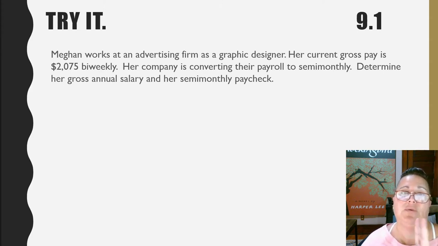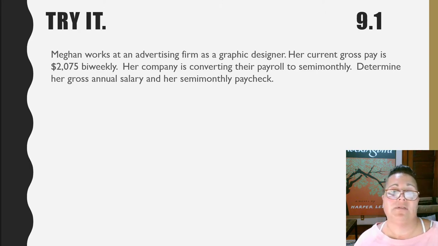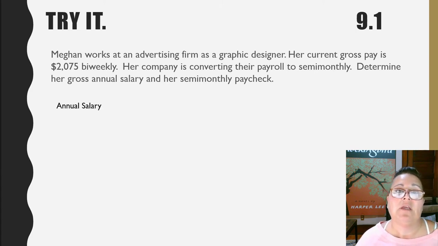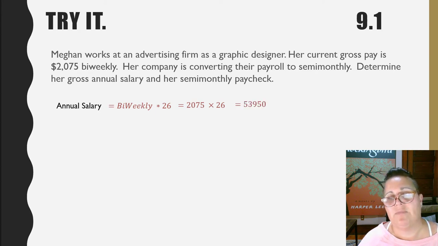We need to determine 2 things. We're going to determine her annual gross salary. So how much is she making a year? And what would happen if they switch to a semi-monthly paycheck? So to start with, we'll look at her annual salary. She's currently receiving a bi-weekly paycheck of $2,075. Remember, her bi-weekly paycheck is 26. So 26 paychecks in a year. So we're going to take her bi-weekly amount, which is $2,075, and multiply that by 26. That gives us $53,950 as her annual gross salary.